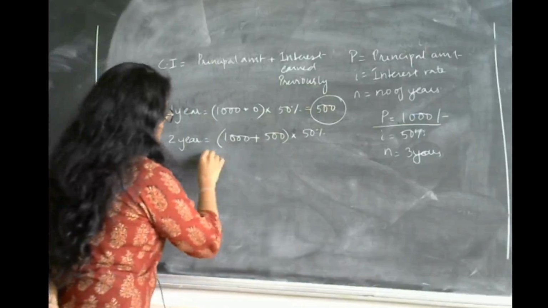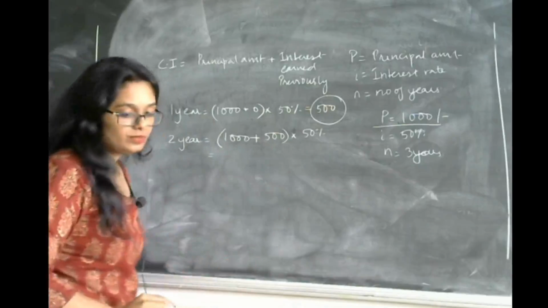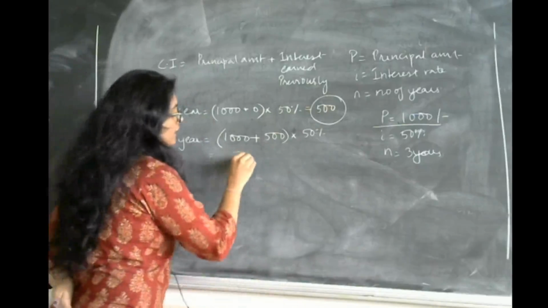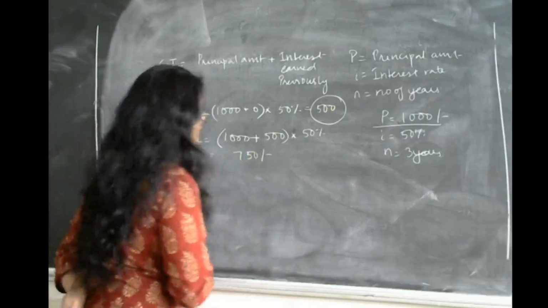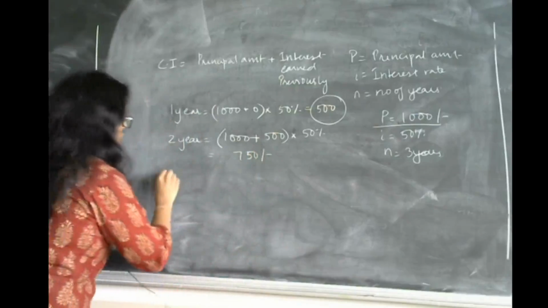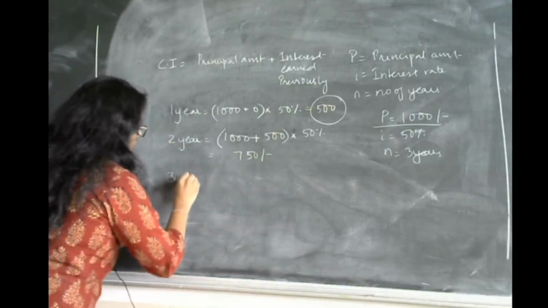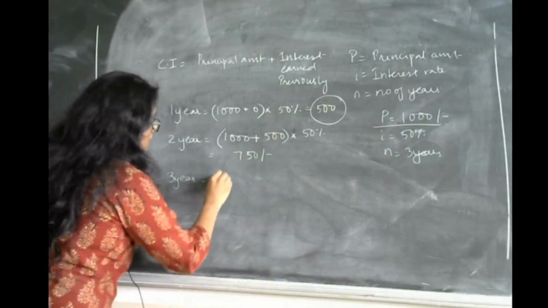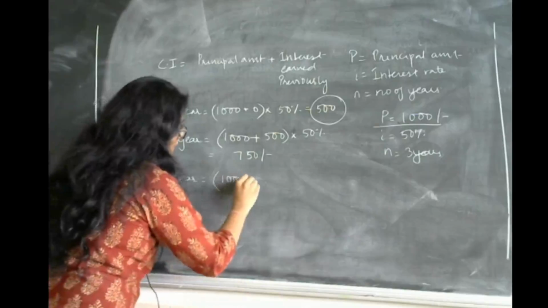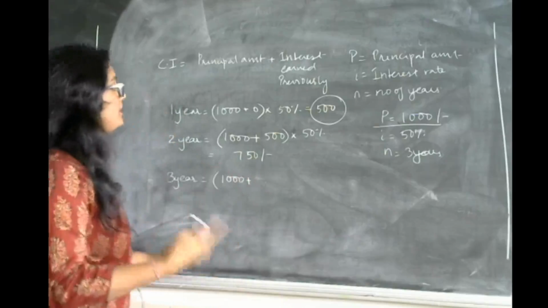So what does it come to over here? It comes to around 750 rupees. Okay. Then let us move on to the third year. Now the third year, it will be the principal amount plus interest earned previously.